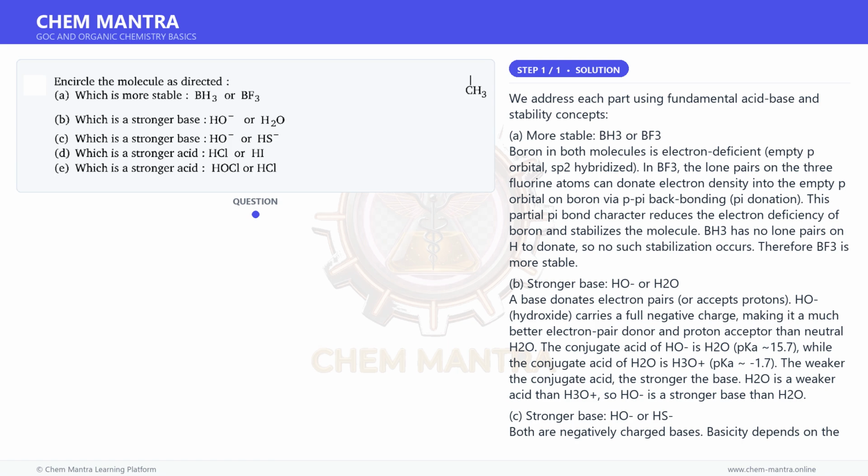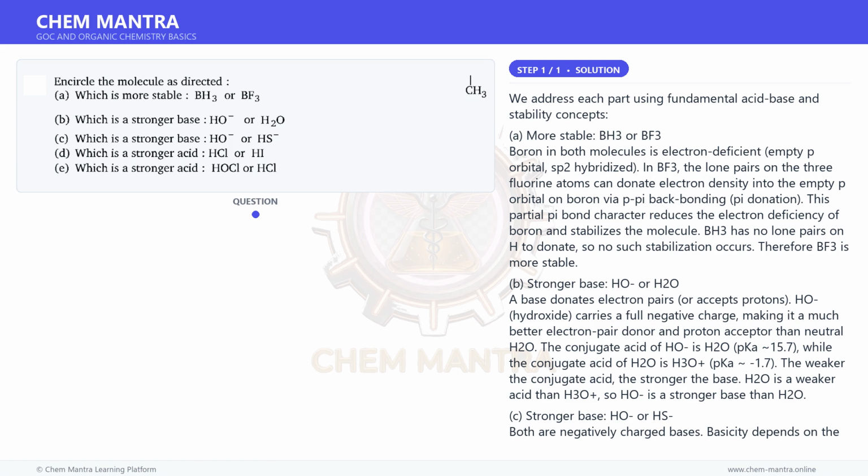A. More stable, BH3 or BF3. Boron in both molecules is electron deficient, with an empty p orbital, sp2 hybridized. In BF3, the lone pairs on the 3 fluorine atoms can donate electron density into the empty p orbital on boron via p-pi backbonding, pi donation. This partial pi bond character reduces the electron deficiency of boron and stabilizes the molecule. BH3 has no lone pairs on H to donate, so no such stabilization occurs. Therefore, BF3 is more stable.